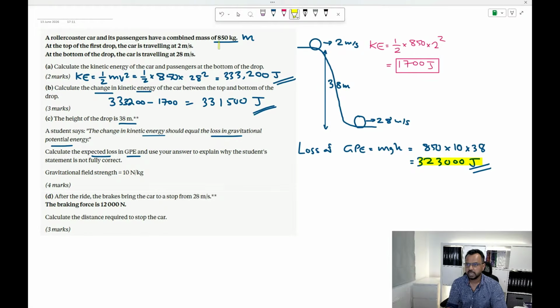Okay. Now, loss of GPE is 323,000 joules. But what is the gain in kinetic energy? The gain in kinetic energy is 331,000. So that is more than the loss of GPE. So there's a loss of GPE, but the car has gained more than that. So possibly, why is that? Maybe there was an external force giving energy to the car.